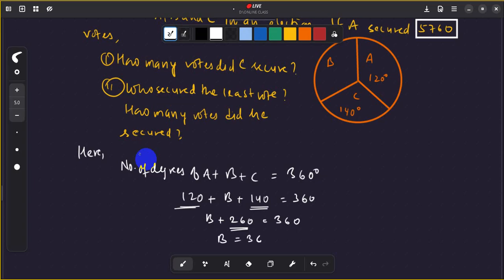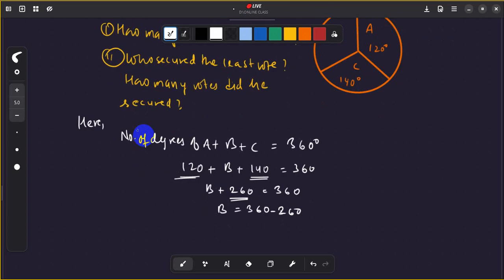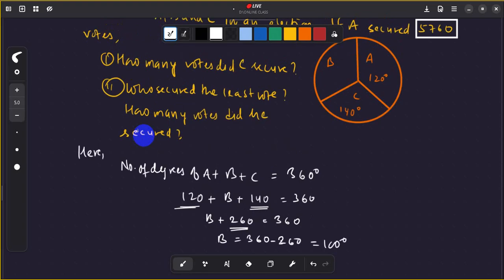Now, B equals 360 minus 260, which is equal to 100 degrees. Now we got the angle of B also. It is 100 degrees.